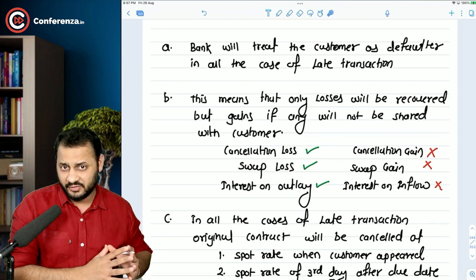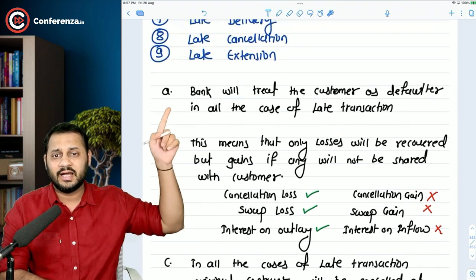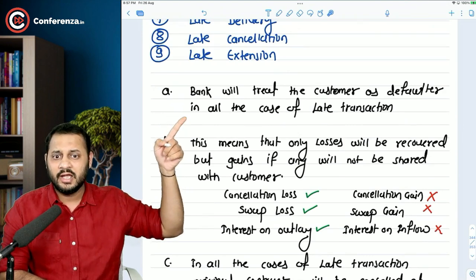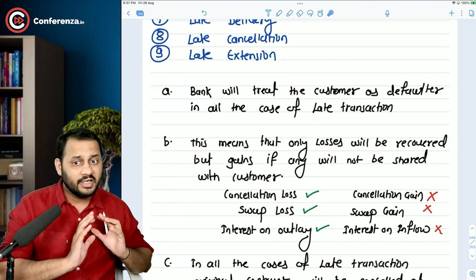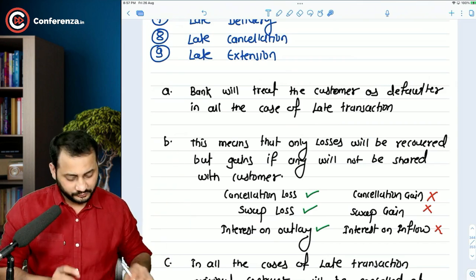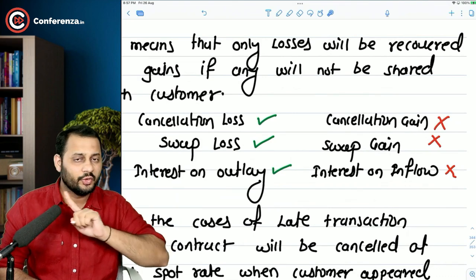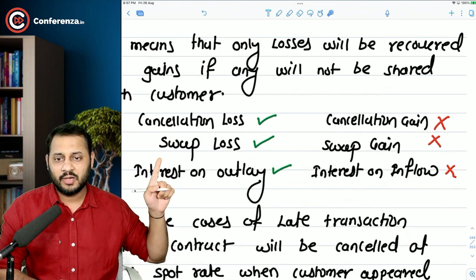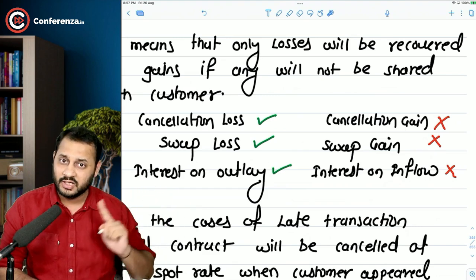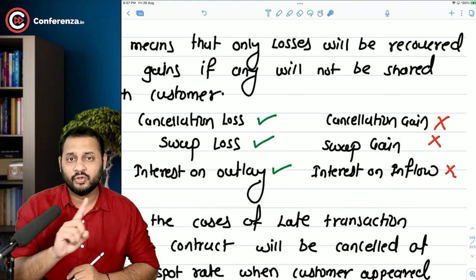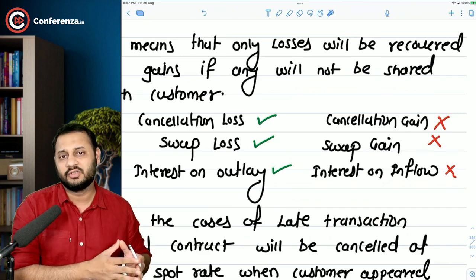But in case of late extension, cancellation or delivery, bank will treat the customer as defaulter, and only losses, if there is any, will be recovered. If there is a gain, it will not be shared with the customer. See, so if there is a cancellation loss, recover it. Cancellation gain, do not pay to the customer. Swap loss, recover it. Swap gain, do not give it to the customer. Interest on outlay, recover it. But interest on inflow, do not give it to the customer. So no benefits are given to the customer for defaulting the transaction.